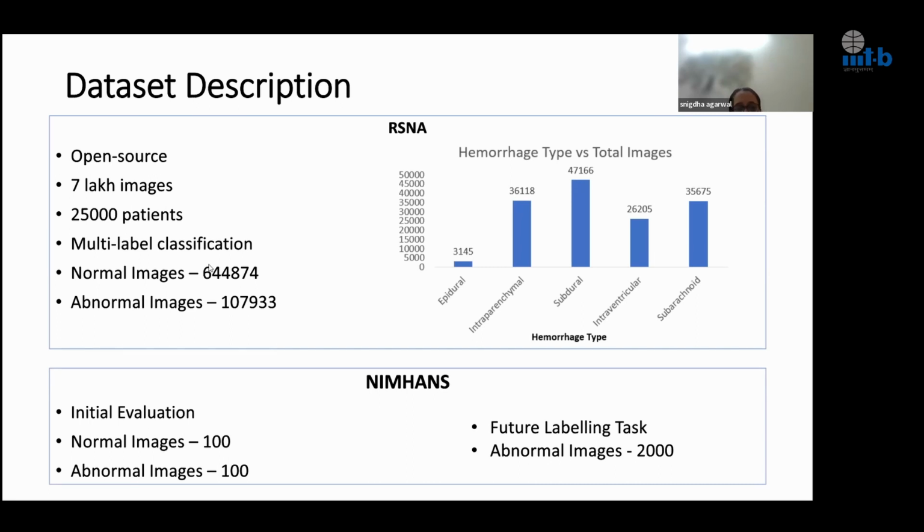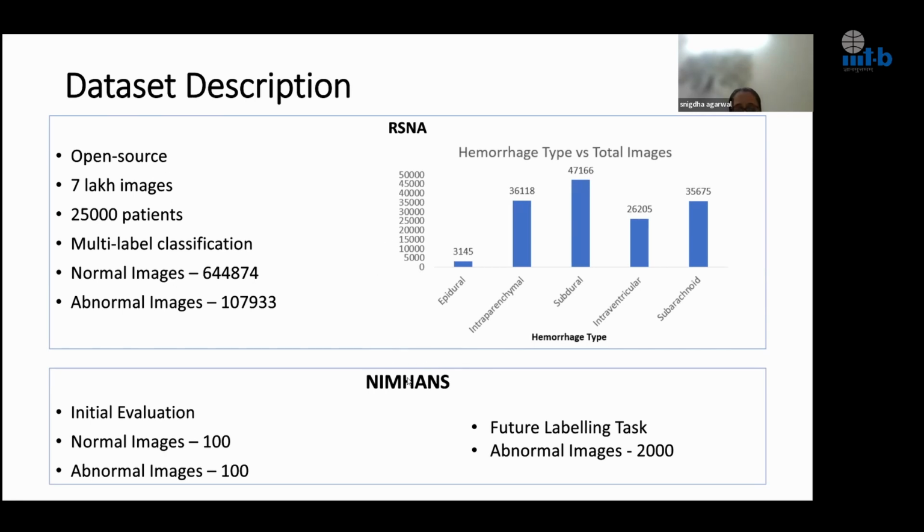The normal images in this data set are about 6 lakh, and the abnormal images are about 1 lakh. On the right side, you can see the spread of the images: intraparenchymal, subdural, intraventricular, subarachnoid, and epidural. As you can see, epidural hemorrhage is very rare in real-world data because it's not a very common case, but subdural hemorrhage is the most commonly occurring in the real data set.